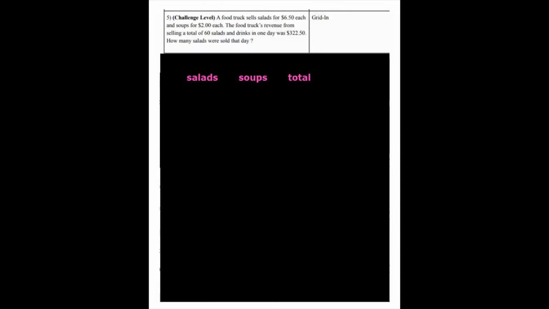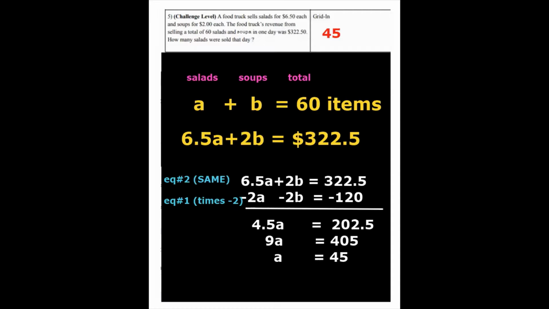Well, what we do is we'll set up a system of equations based on the information given. The first fact that we're given is that they had 60 items sold according to their food truck revenue. So a plus b equals 60 items. The second fact is that based on these prices, salads are $6.50 and soups are $2. They earned $322.50 at the food truck that day. Not bad revenue for these food items.